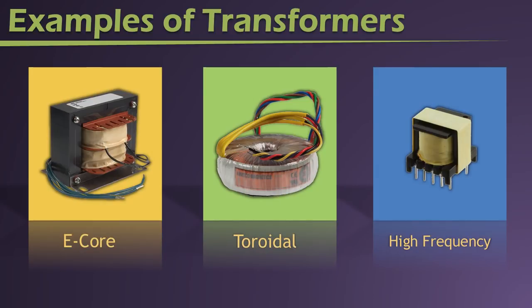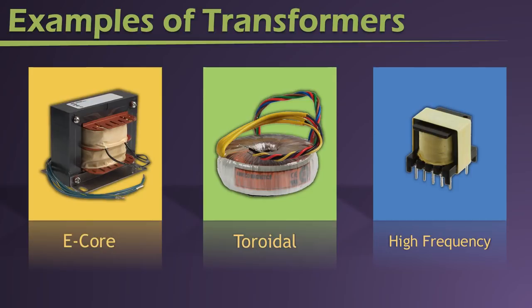Transformers come in all shapes and sizes. The first one we're going to look at is the E-core transformer. If you could take a guess as to why it's called an E-core transformer, you guessed it. Yeah, it's because its core is shaped like an E. Wow, mind-blowing. But anyway, you can't see the middle part of the E here because it is wrapped in wire.